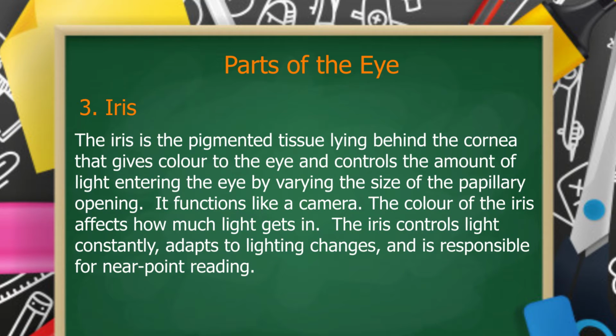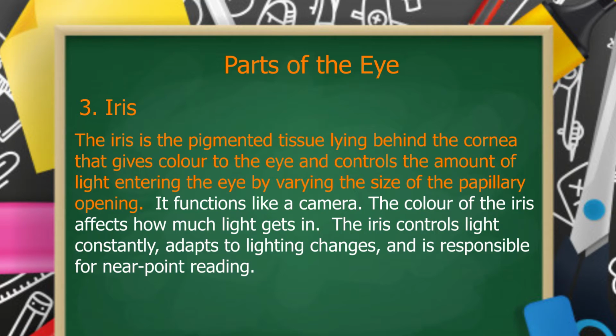Let us now look at the iris. The iris is the pigmented tissue lying behind the cornea that gives color to the eye and controls the amount of light entering the eye by varying the size of the pupillary opening.